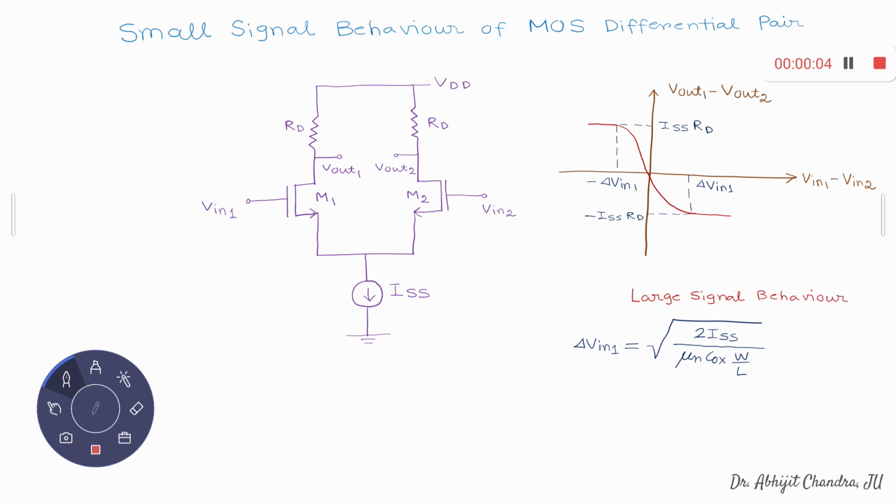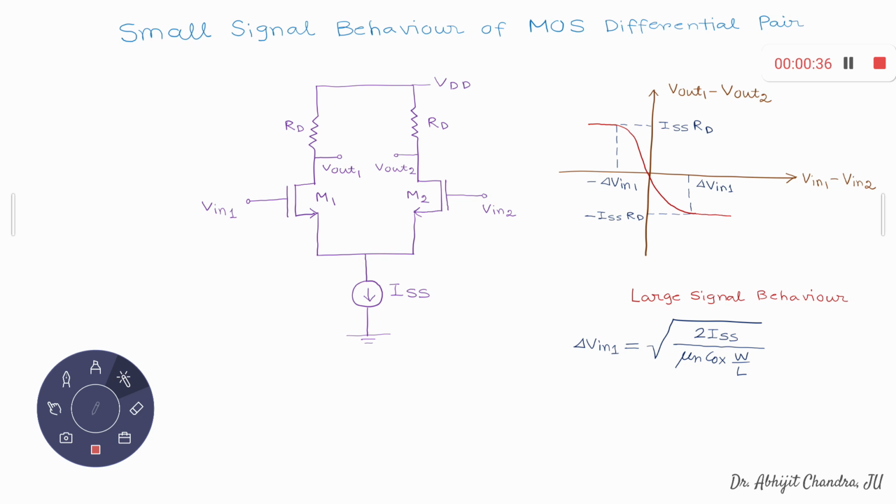Last day we talked about the large signal characteristics of the differential pair, and hopefully you can remember the behavior of this differential output voltage with respect to the differential input voltage. The variation is something like that. If the input voltage is large enough, then the output voltage gets saturated at minus ISS times RT, and when the input voltage is small enough towards negative infinity, then the output voltage gets saturated to plus ISS RT.